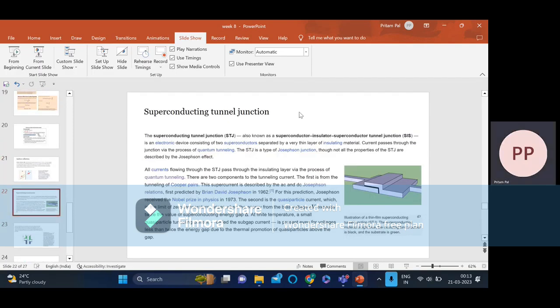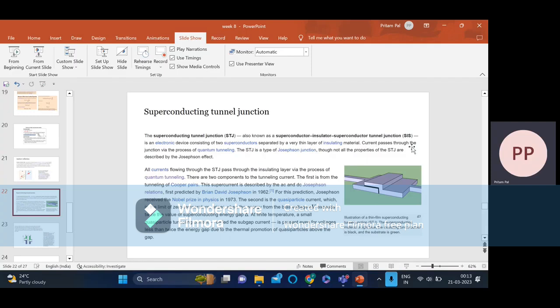Now we'll discuss the superconducting tunnel junction, also known as the superconductor-insulator-superconductor tunnel junction (SIS). It is an electronic device consisting of two superconductors separated by a very thin insulating material.